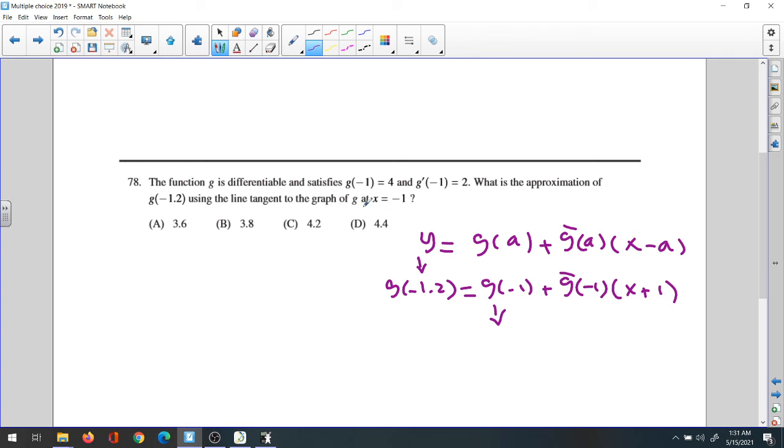is 4, and the derivative at -1 is 2, and this will be -0.2. We evaluate that using a calculator, or you don't have to use a calculator. Simple calculation gives 3.6. So the answer is A.